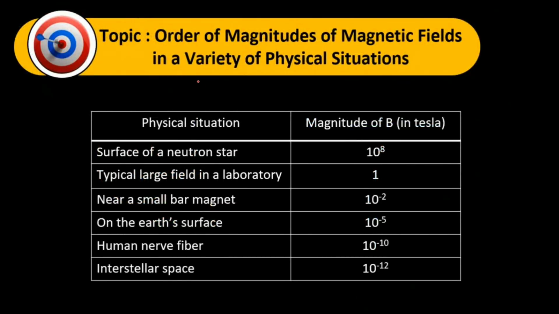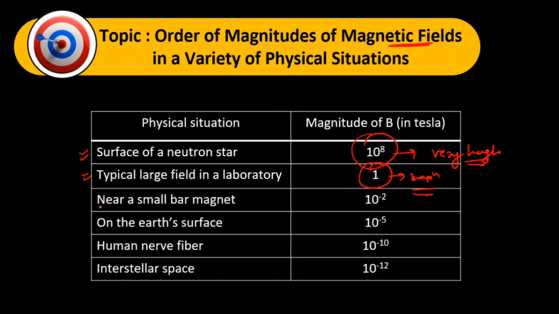Again, these are some orders of magnitude of magnetic field in different physical situations that we need to understand. When we are looking at the surface of a neutron star, the magnitude of magnetic field is 10 to the power 8, which is very huge. Very huge means you cannot withstand that magnitude of magnetic field. Whatever type of magnetic field that we use in the laboratory to perform certain experiments is something like 1 Tesla. This is the maximum magnetic field which humans can generate and use. After that, we are not capable of using and generating, and we don't even need to.